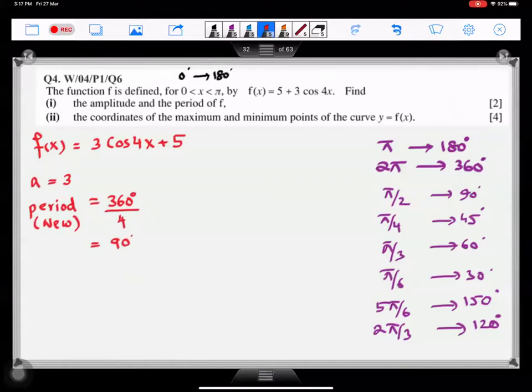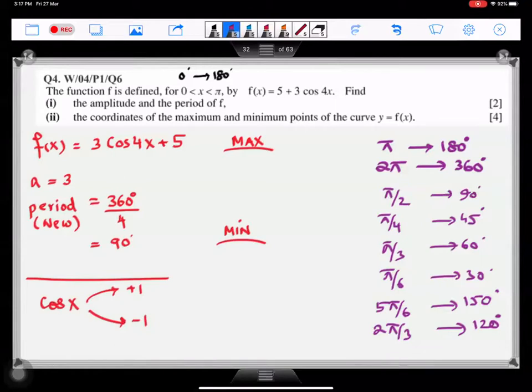And then it says the coordinates of the maximum and minimum point of the curve y equals f(x). Now, let me ignore the word coordinate for right now. If I just need the maximum value and the minimum value of f(x), how can I calculate? I know that for any angle, cos x has maximum 1 and minimum minus 1. That means for the maximum value, 5 plus 3 times 1, since cos x is replaced by 1 because that is the maximum value. This comes out to be 8. And for the minimum, 5 plus 3 times minus 1, that comes out to be 2. So the maximum value is 8, the minimum value is 2.